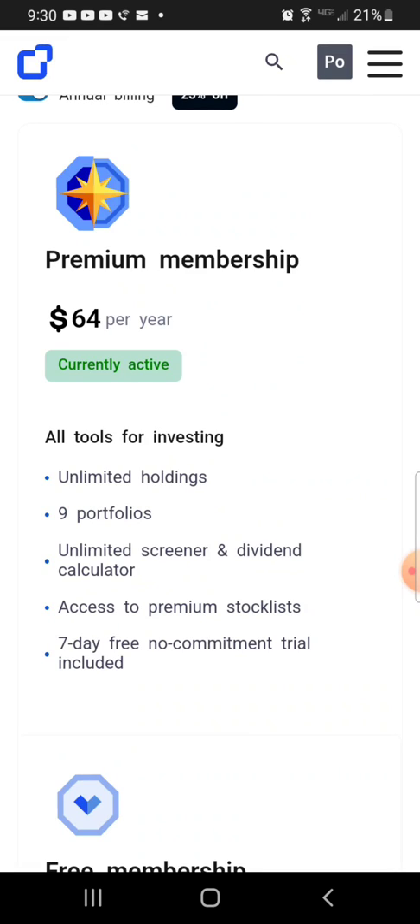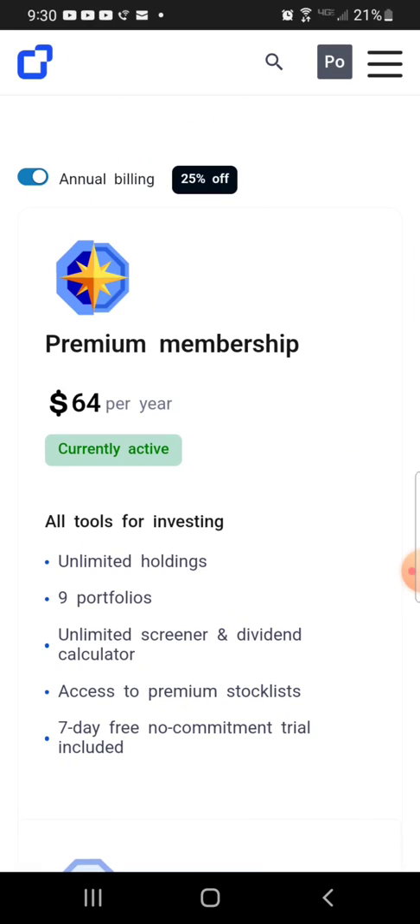But you can have up to 9 portfolios, unlimited stock screener and dividend calculators, access to premium stock lists, and a 7-day free no commitment trial. So you can even try out the 7-day trial. With these 9 portfolios, I'm going to show you what you can do, because you can add multiple portfolios. You can even have a dummy portfolio or a portfolio that you want to test out. If you want to compare different portfolios, you can have yours, but you can also make dummy portfolios to practice or see what investing in certain companies would be like.